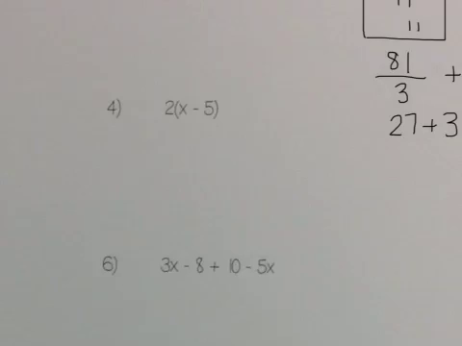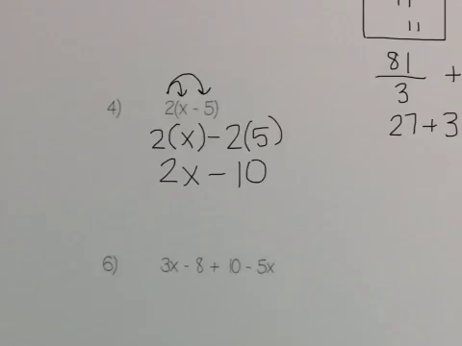Moving over to number 4, we've got a 2 on the outside. We have to distribute it to both terms on the inside. So we're doing 2 times x minus 2 times 5, which gives us 2x minus 10 for our answer.